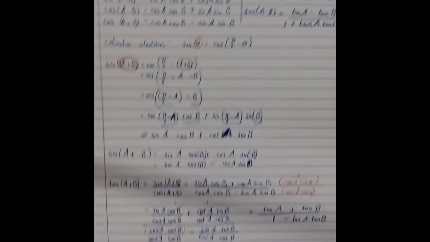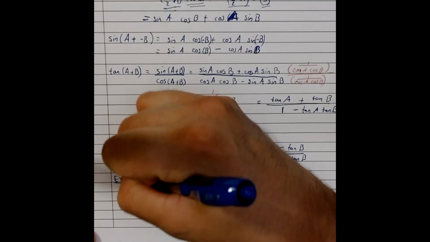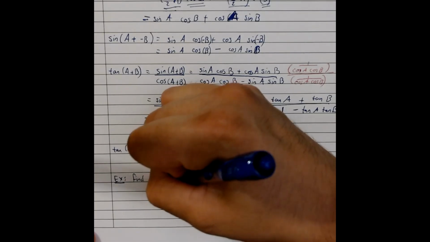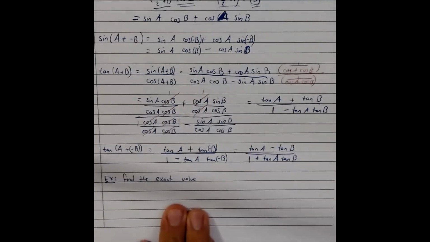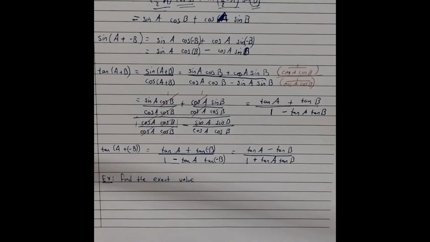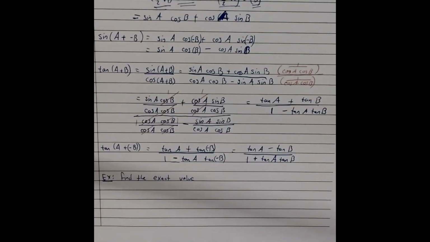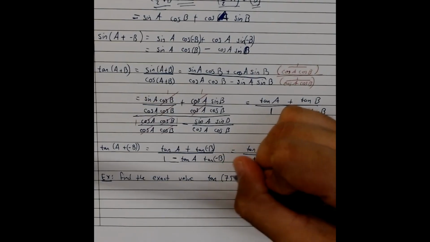So, as one example, let's go ahead and look at just a numerical example first. Let's find the exact value. Remember, that means no decimals, no approximations, no rounding. That should have fractions and square roots. An exact answer, no approximation. We're going to find the exact value of the tangent of 75 degrees.